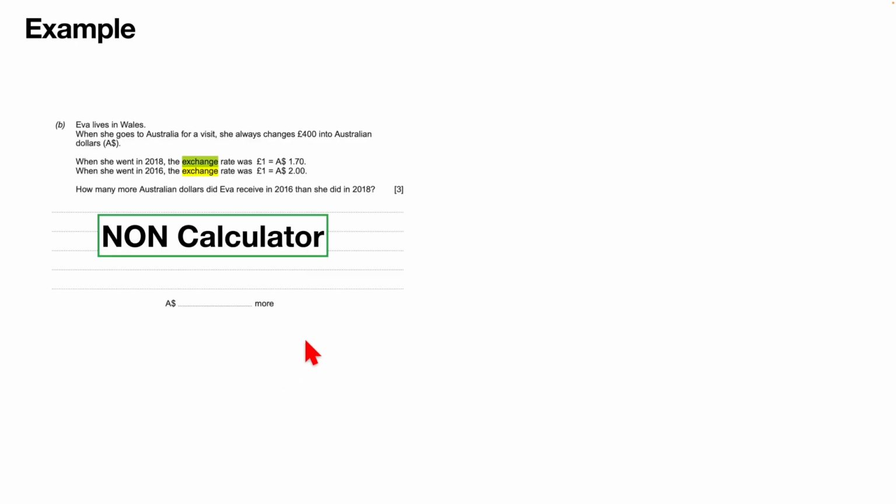This is a question from the paper. Eva lives in Wales. She goes to Australia. She always changes £400 into Australian dollars. In 2018, you got that. In 2016, you got that. How many more dollars did she get in 2016? This is a non-calculator question. Hard luck. It's going to be tough. So think, how many Australian dollars did you get each time?